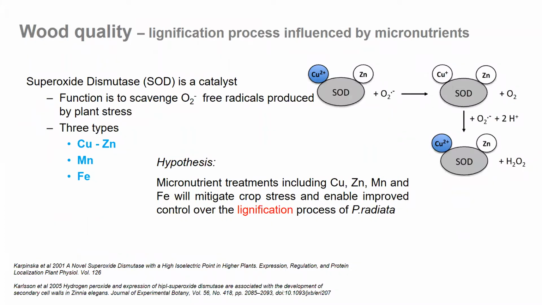Wood quality is another way that we can influence lignification processes using micronutrients. There's a complex compound called superoxide dismutase, which is a catalyst. Its function is to scavenge free radicals produced by plant stress. Generally, there are three types: the copper-zinc combination, a manganese one, and an iron combination. So if we applied a treatment using these micronutrients, copper, zinc, manganese, or iron, we might be able to mitigate crop stress and improve control over lignification processes in radiata.